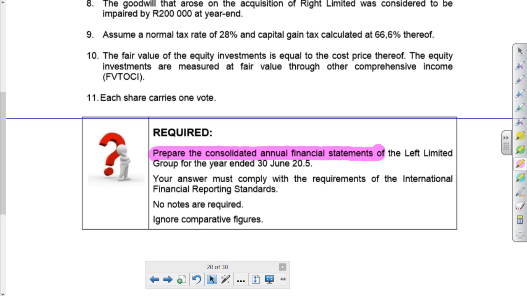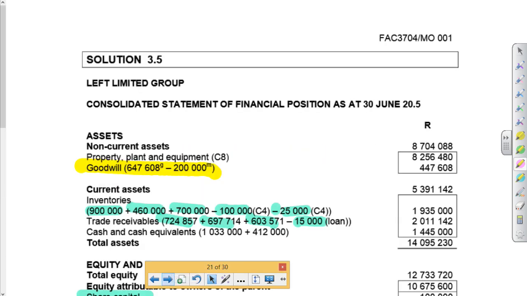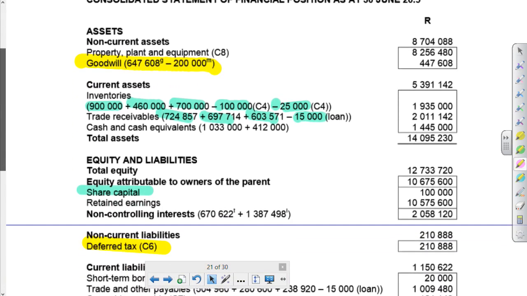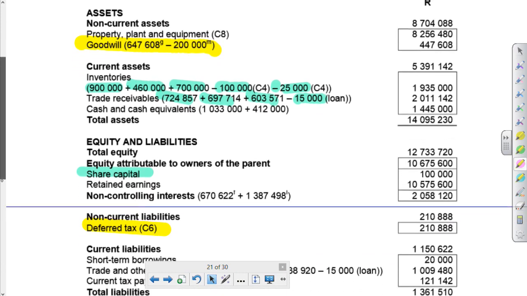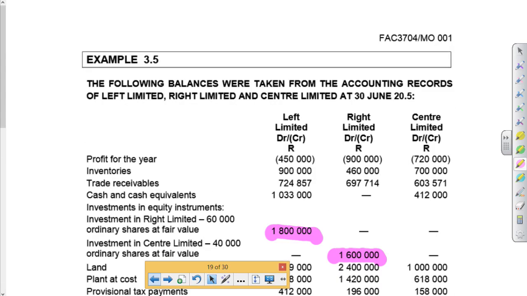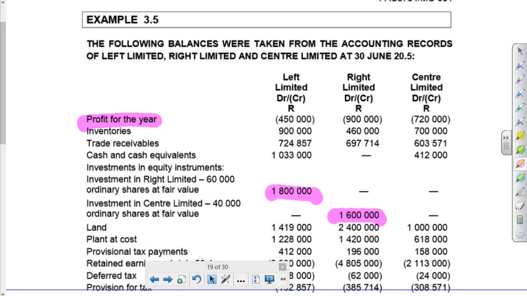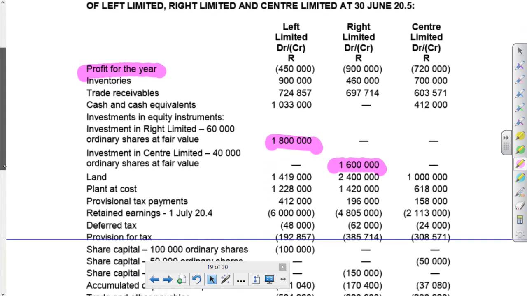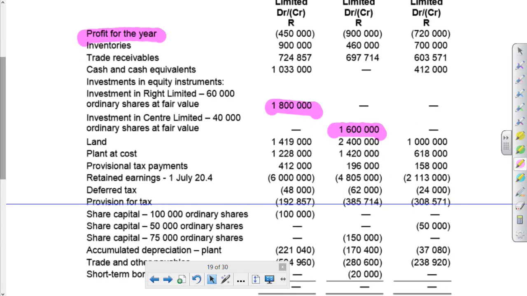So I'd like you to start off with a template. The template will look like this. It will have a statement of financial position. There's all my assets and liabilities, which you can get off the trial balance. There's a P&L. The P&L starts with profit for the year because the trial balance doesn't have any more detail than profit for the year. Here it is, profit for the year. Sometimes the trial balance will have revenue, cost of sales, other expenses, other income, whatever. This one doesn't even have tax. It just starts with profit for the year straight away.